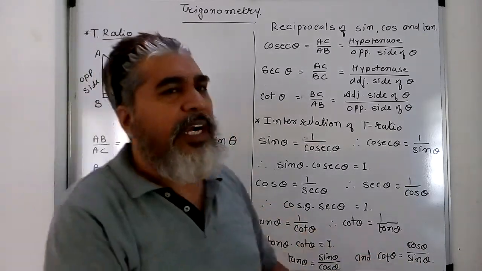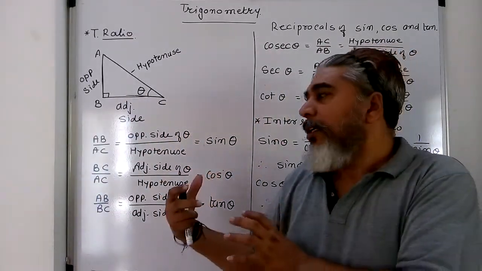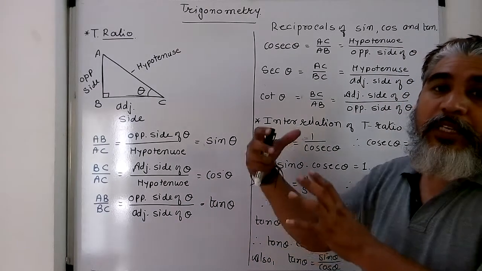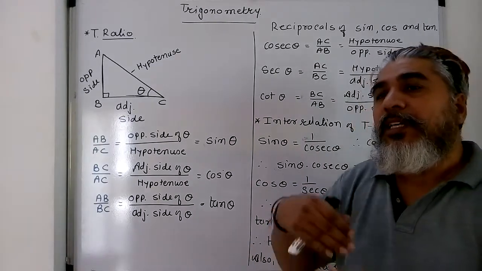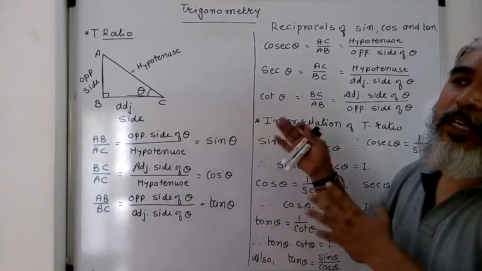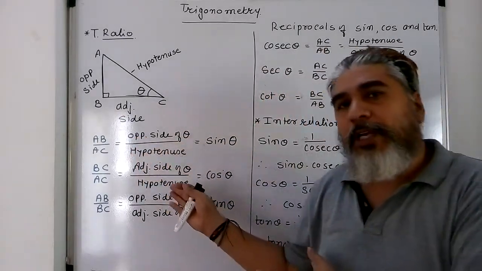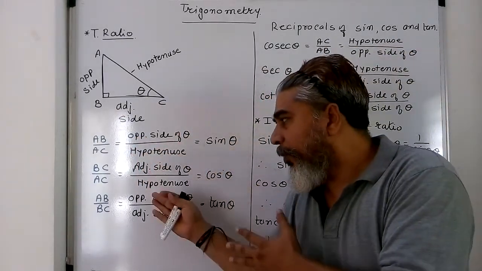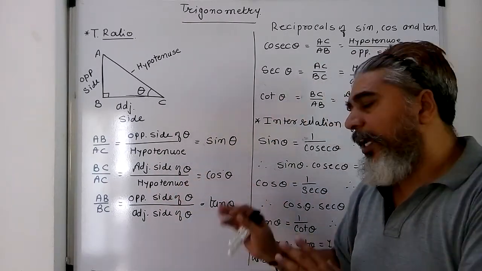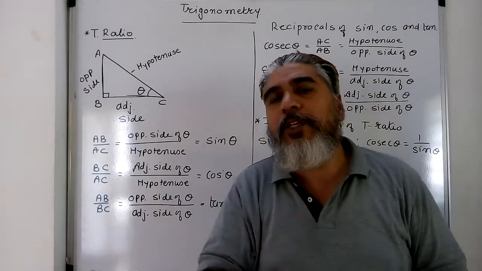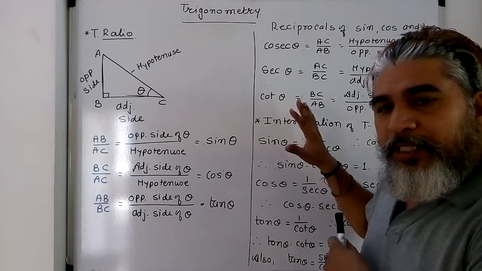This is the discussion regarding the basic idea of trigonometry, how the ratios are considered and which ratio of the sides is named by which word. Once again I repeat: opposite upon hypotenuse is sine, adjacent upon hypotenuse is cos, and opposite upon adjacent is tan. So in this video we have just introduced the ratios in trigonometry.